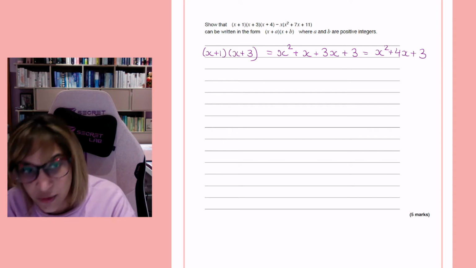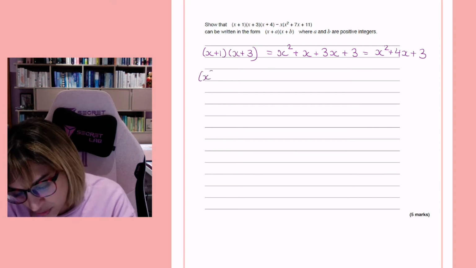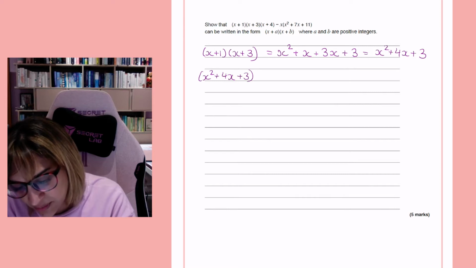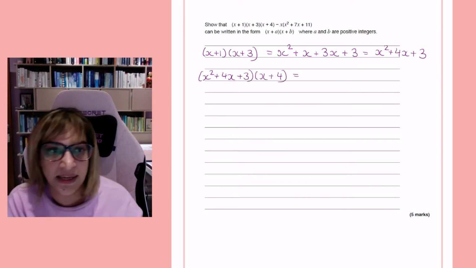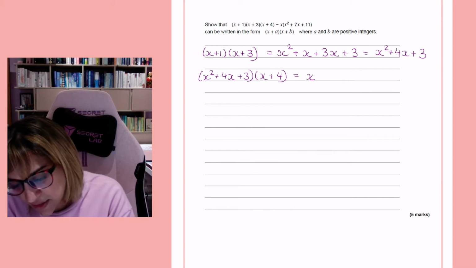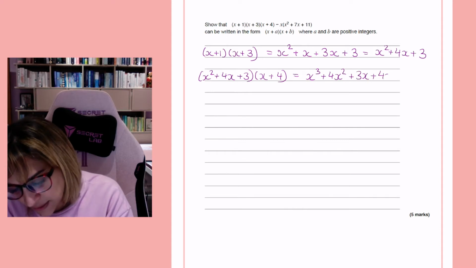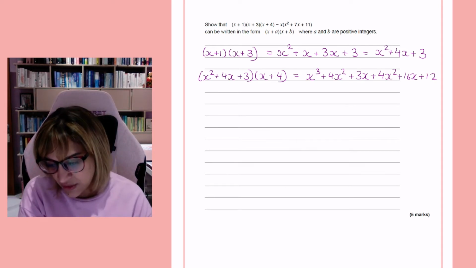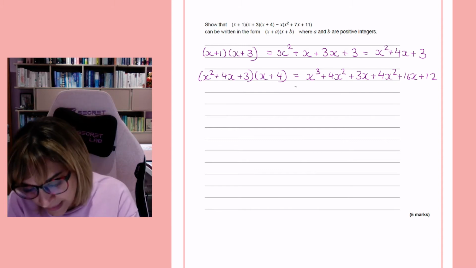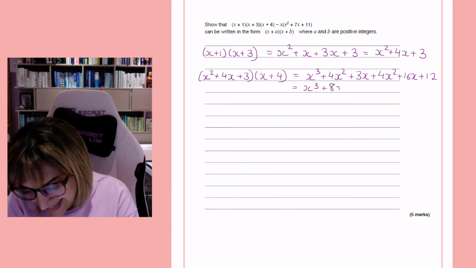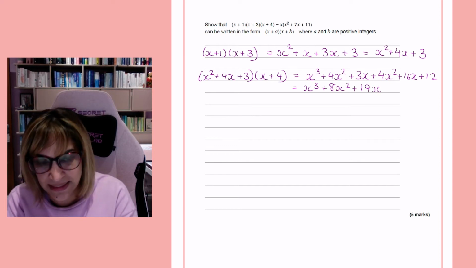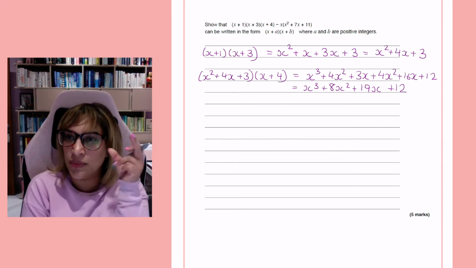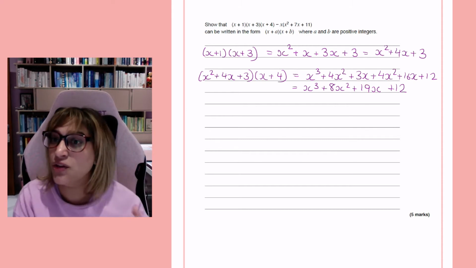I'm now going to take my quadratic, which I've multiplied out, and multiply it by x plus 4. When I do that, I multiply everything by x first. So x cubed plus 4x squared plus 3x plus 4x squared plus 16x plus 12. Then you're going to simplify that. So altogether you end up with x cubed plus 8x squared plus 19x plus 12. So that's opening out that first batch. Now altogether you've got 3 marks.